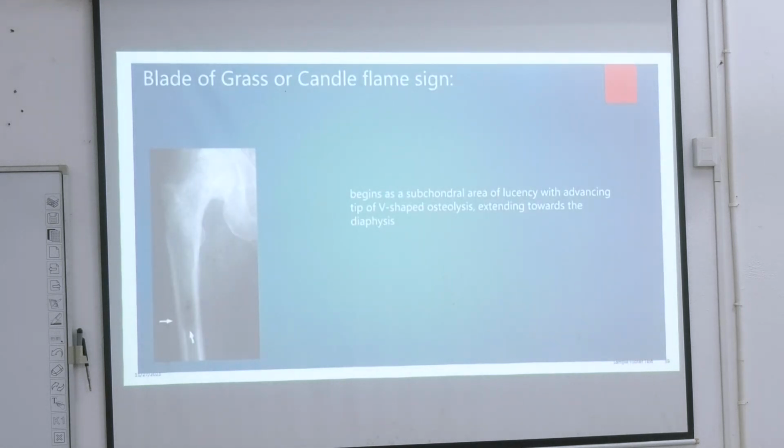Blade of glass or candle flame sign. Other signs are bowing and cortical thickening with thinning of the medulla. Osteolysis, blade of glass or candle flame signs. We can see the bowing. Which bone? This is a femur. So bowing occurs, with decrease in bony density, decrease in medulla and thickening of the cortex.